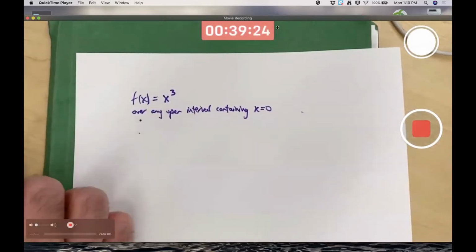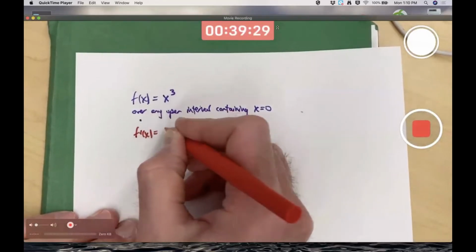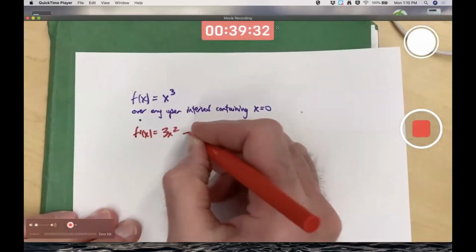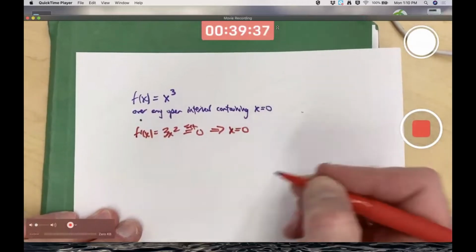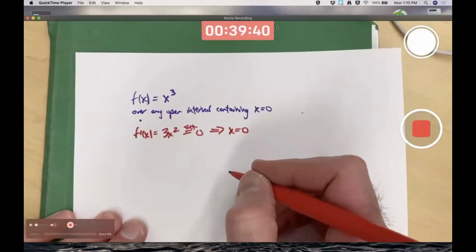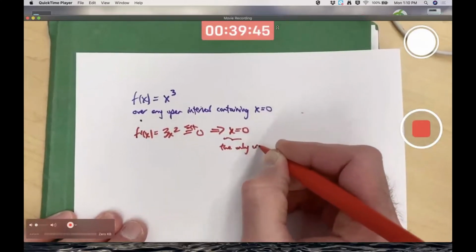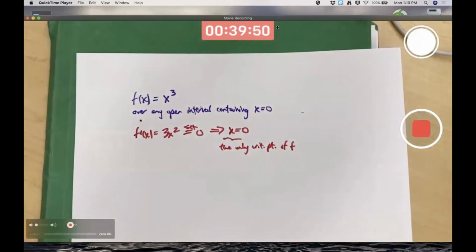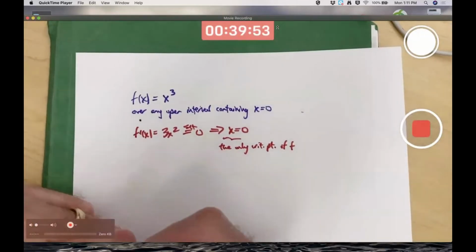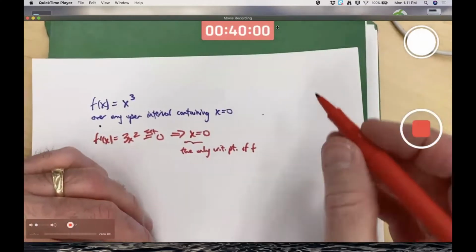this function does have a critical point at 0. F prime of x is 3x squared. If I set that equal to 0 and solve for x, obviously x must be 0. Very easy equation to solve. This is the only critical point of f. However, it is not a place where f has a local max or local min over your open interval containing 0.